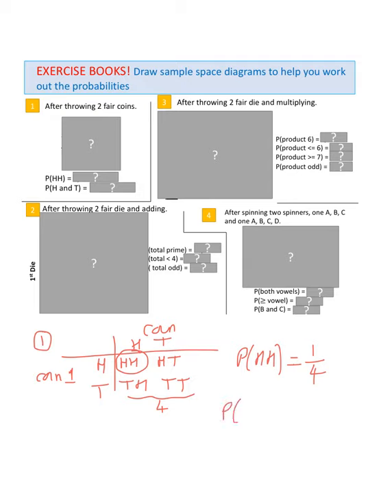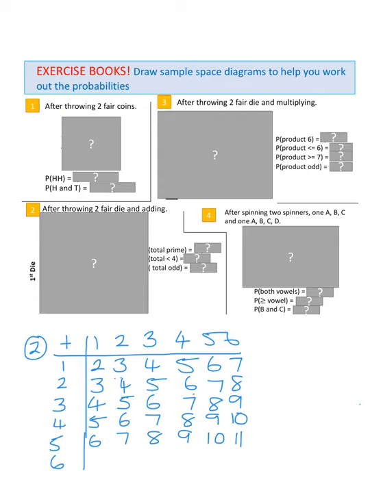The probability of choosing a head and a tail. Now it doesn't specify order here, so if we want the probability of a head and a tail, I've got two possible outcomes where I get a head and a tail. So that would be 2 out of a total of 4 outcomes, which is a half.